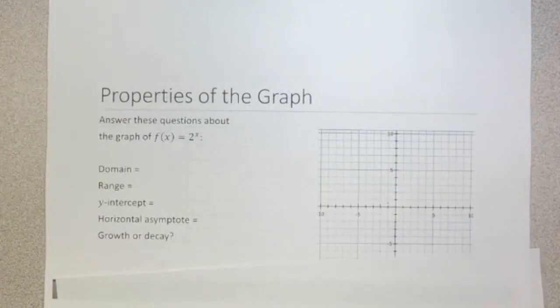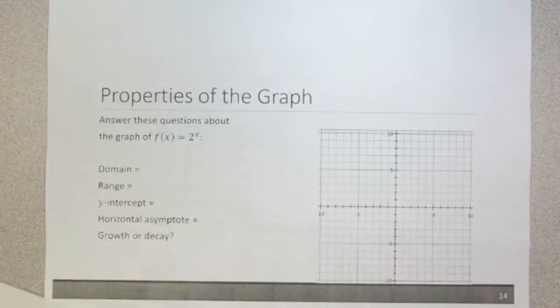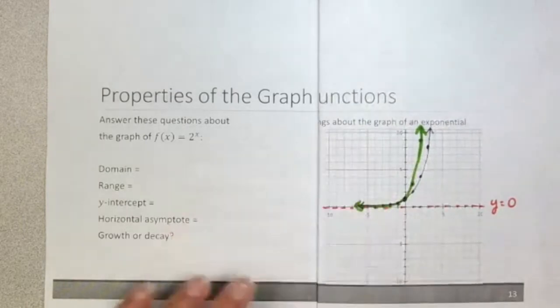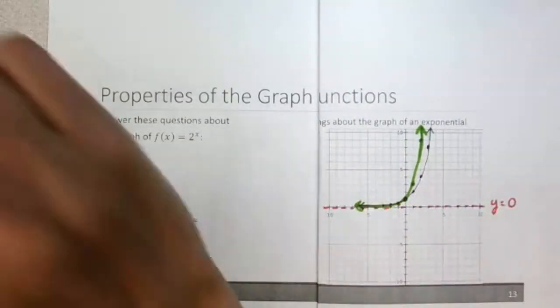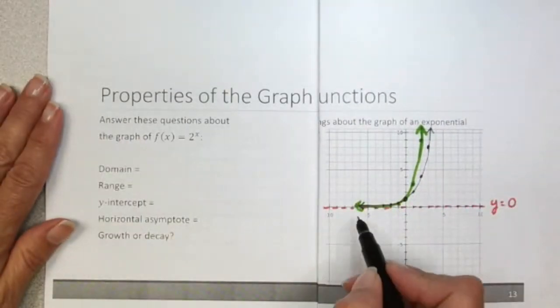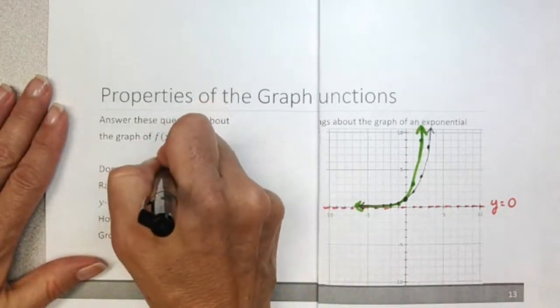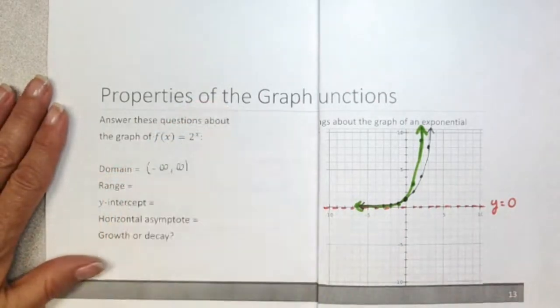Now let's look at some of the specific characteristics in more detail of an exponential graph. Instead of resketching it, maybe I'll just fold this page and put it right over that. What is the domain of that exponential function? Well, it doesn't look like I have any restrictions on x, right? So my domain here would be -infinity to +infinity.